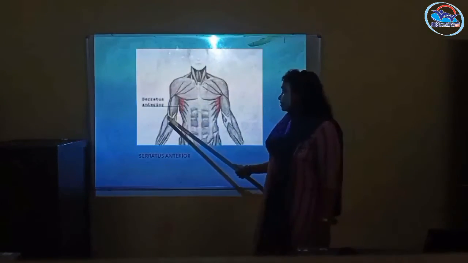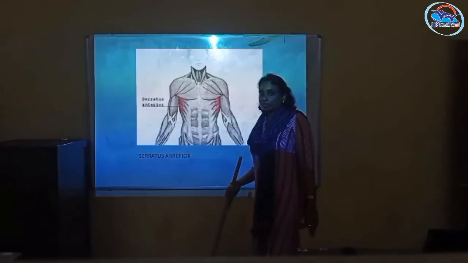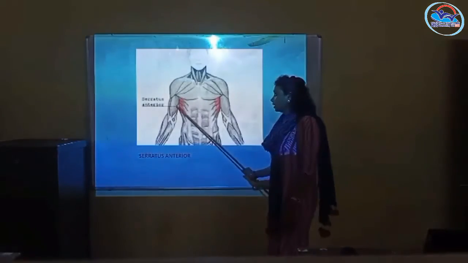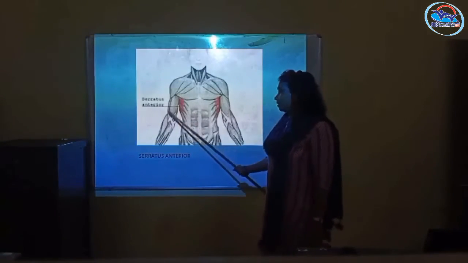Next one is serratus anterior. We call it the wings muscle. On both sides we can see that color is the serratus anterior muscles.